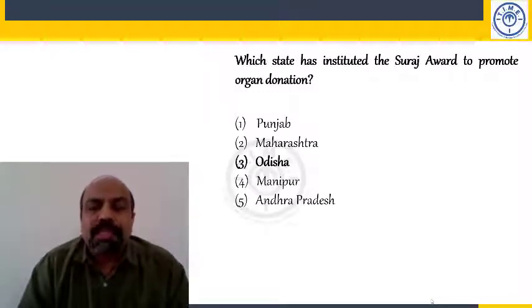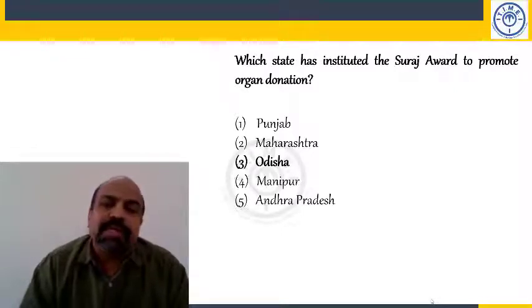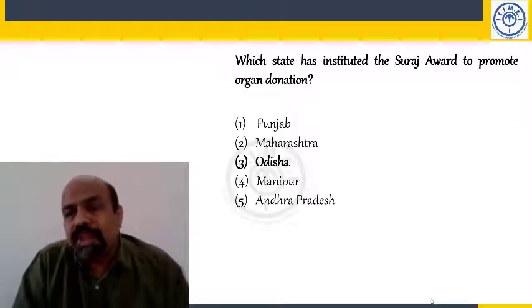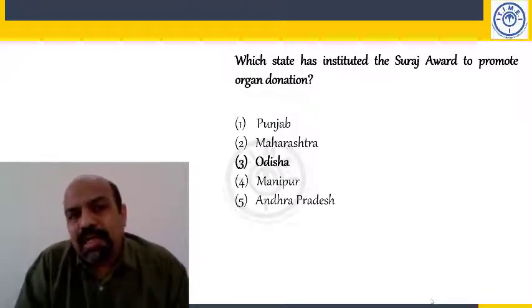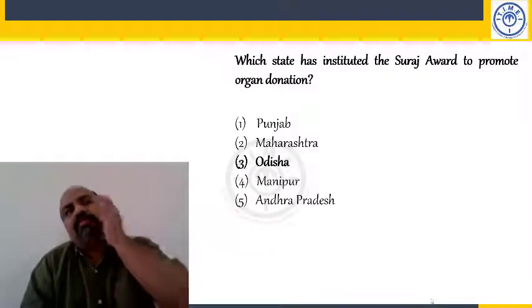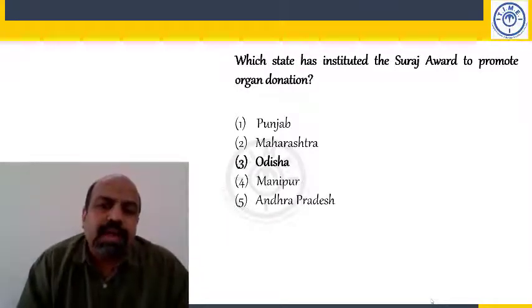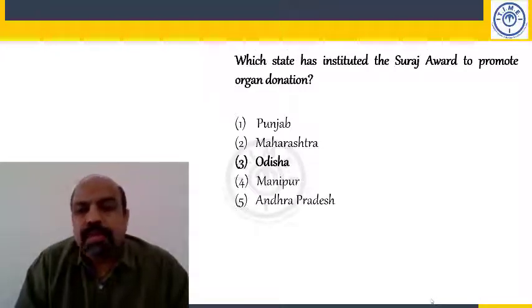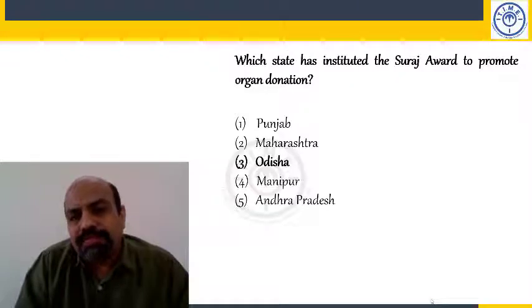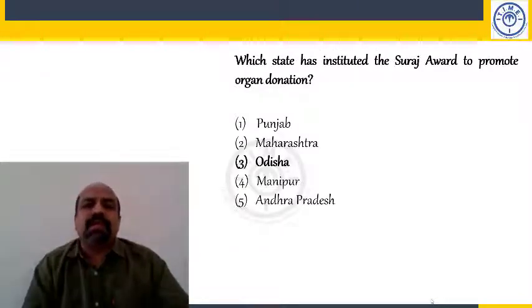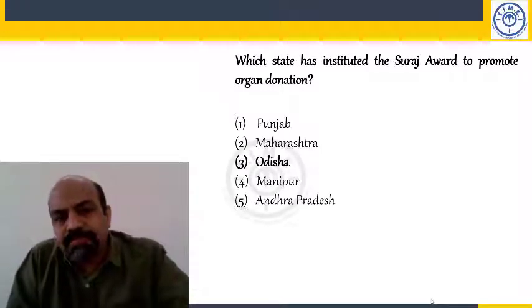Who is the chief minister of Odisha? Naveen Patnaik. Manipur we know. Andhra Pradesh, Y.S. Jagan Mohan Reddy. Maharashtra, Uddhav Thackeray, India's third biggest state. Punjab, Amarinder Singh. That's the chief minister.